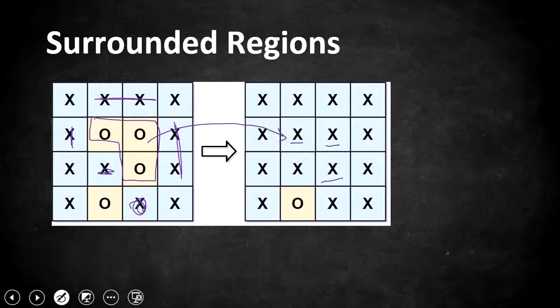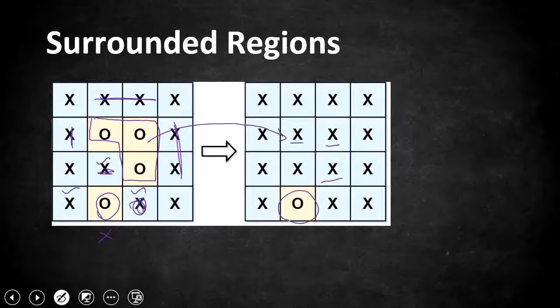If you see, there is one more O left in this matrix, which is here, but this O is not surrounded by X four directionally. It is having X towards left, right and upwards, but there is no X on the downside. Which means we cannot mark this to X. So this stays the same in the output.